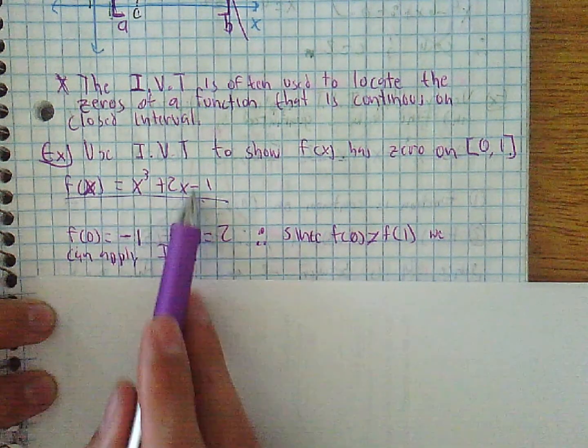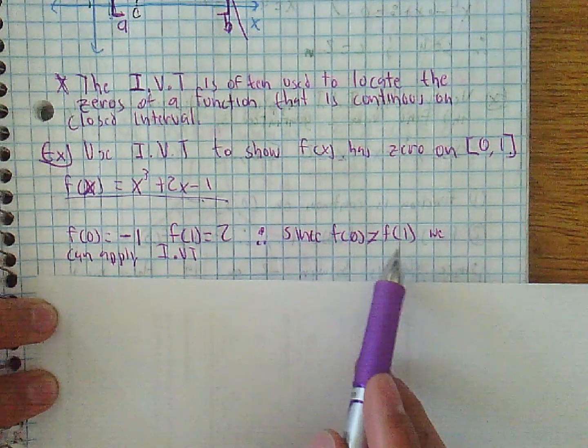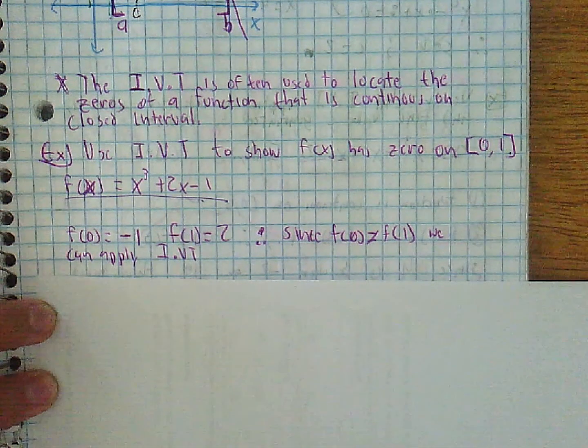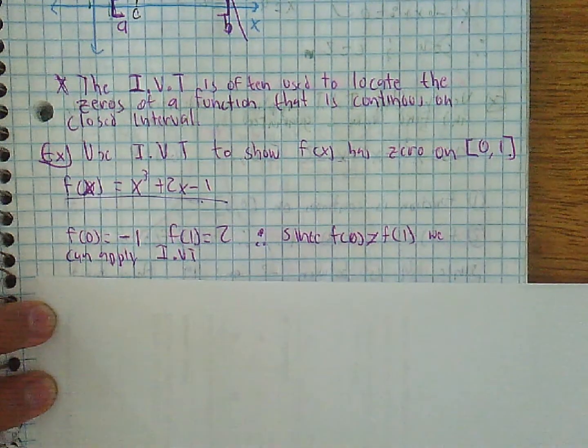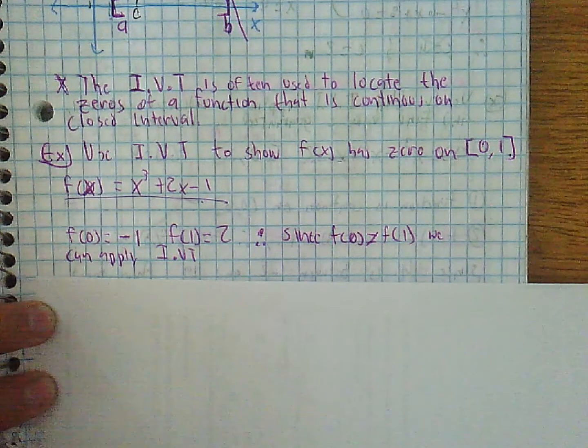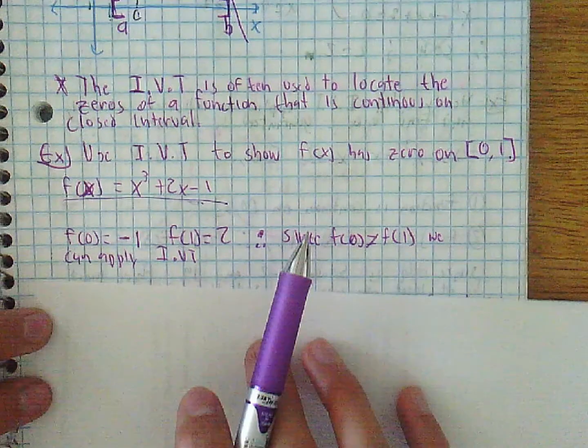And if I plug in 1, I get a 2. Therefore, since f of 0 does not equal f of 1, we can't apply the intermediate value theorem. Okay? So in other words, you have to check whether or not the intermediate value theorem would work, which I already did check. The two things: it is continuous, and f of a does not equal f of b. Okay?